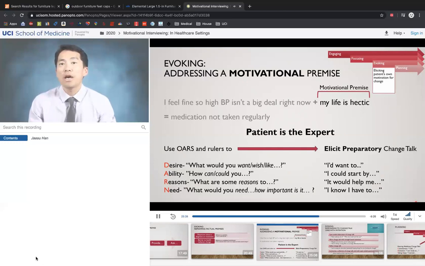So you could see here that the responses that we are getting from the patients are actually what we call change talk. The more a patient can make statements of change talk, the more likely change is actually going to happen. The more the patient talks about why they can't do something, the more likely that the patient will be unable to do things. So that's why we are phrasing these questions about desire, ability, reasons, and need to get responses that represent preparatory change talk.